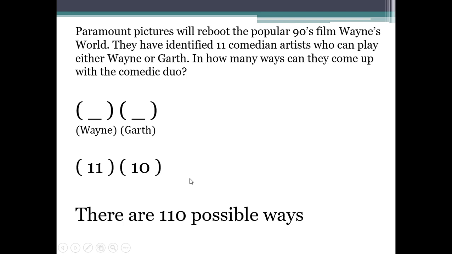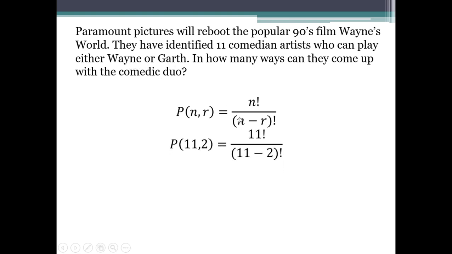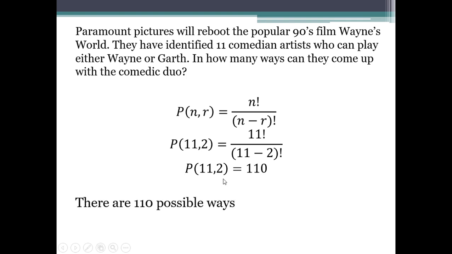Or if you're going to use the permutation rule that we discussed in the previous video, we have the permutation of n taken r at a time. So our n is 11 and our r is 2 because there are 2 positions for the movie. So permutation of 11 taken 2 at a time. You can use the calculator again using the permutation function and you will get 110. So 110 possible ways of selecting Wayne and Garth from 11 comedian artists.